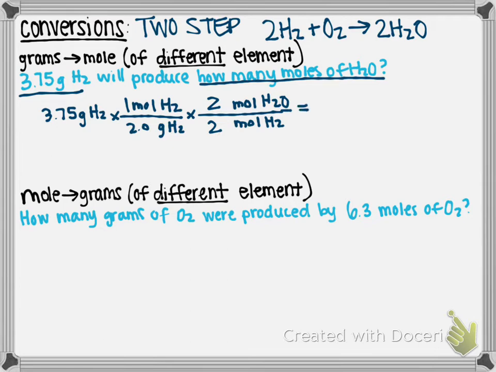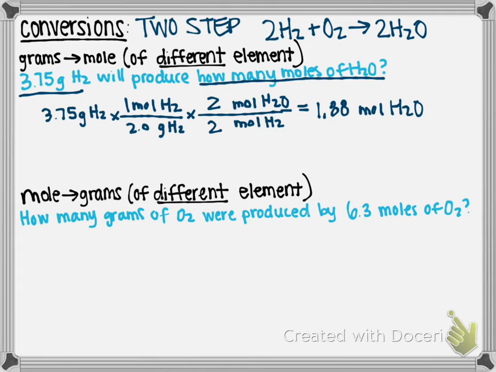You would take 3.75 times 1 times 2 divided by 2 times 2. And make sure you're using your parentheses. With 3 sig figs, the final answer would be 1.88. And your unit is moles H2O.